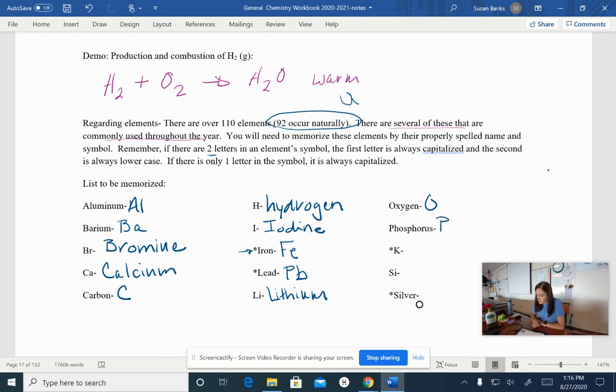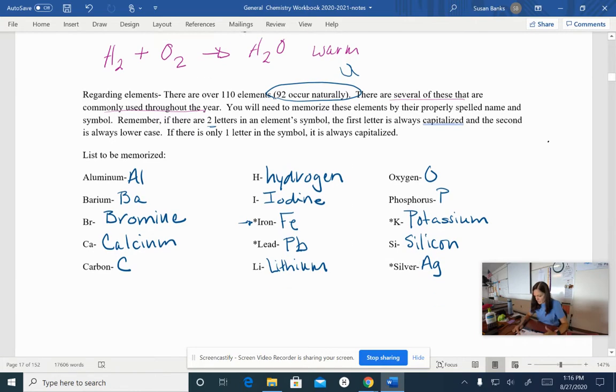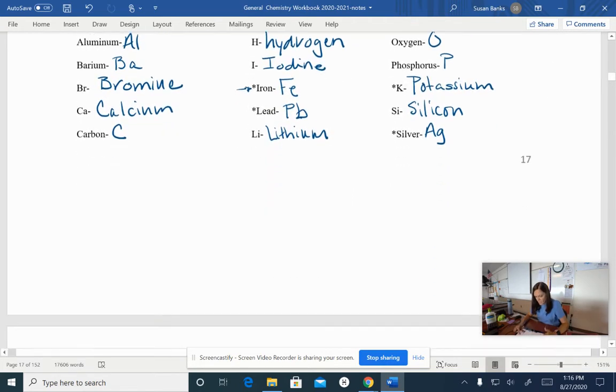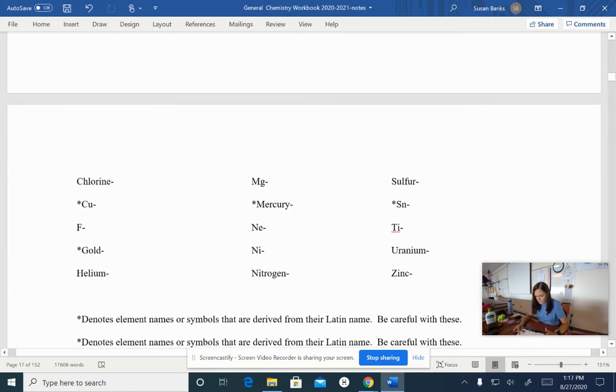K, that also is Latin. It's kalium, but in English, we call it potassium. Si is silicon. Silver, once again, more Latin. Ag, argentum. So argentum is the Latin for silver. So what do you think they were trying to find when they settled Argentina? Maybe some silver? They didn't really find it in Argentina. They found it next door in Chile. Anyway, here we go, some more.